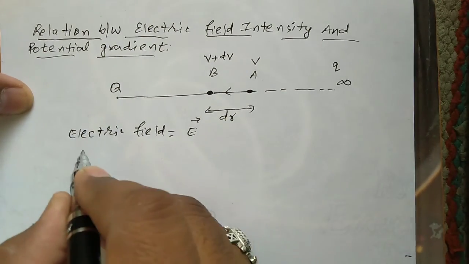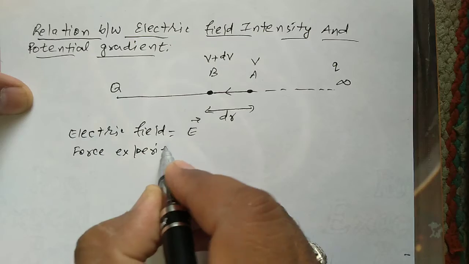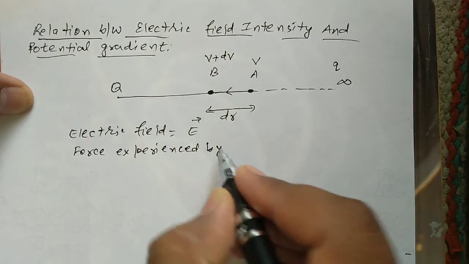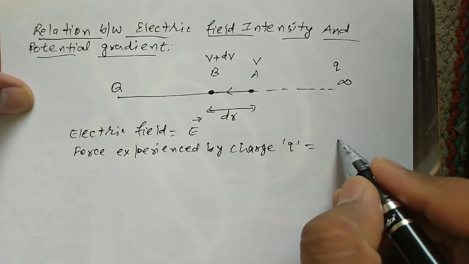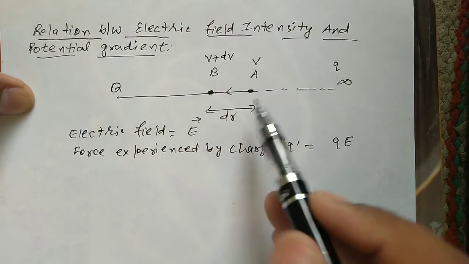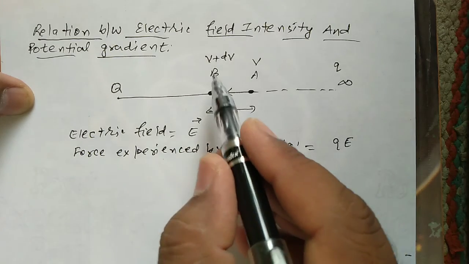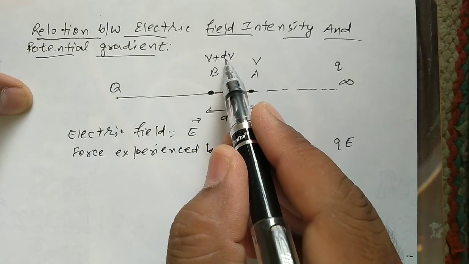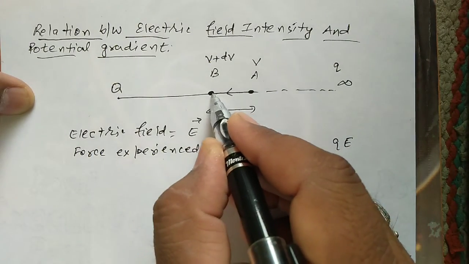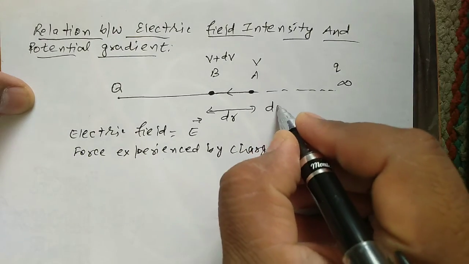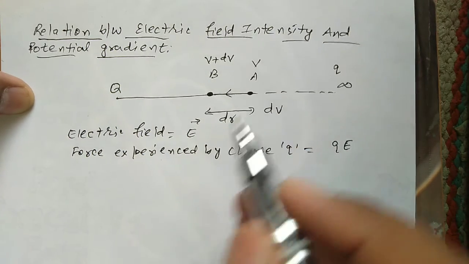Now, the force experienced by charge q is qE. At the point A, the electric potential is V, and at the point B, the electric potential is V plus dV. The difference in potential between the points A and B is dV. This dV is the electric potential difference between the points A and B.